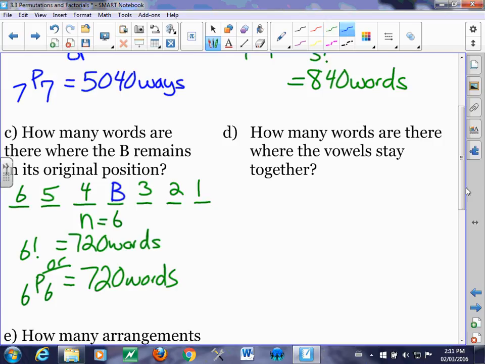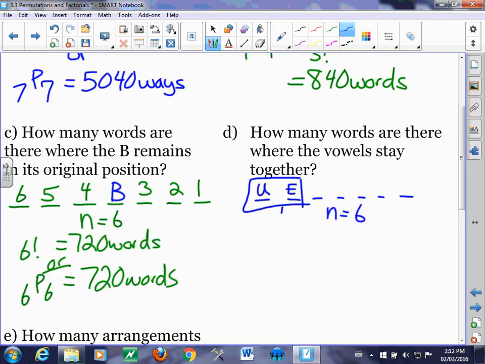Awesome. Okay, D. How many words are there if the vowels stay together? So 1, 2, 3, 4, 5, 6, 7. How many vowels do we have, folks? Hopefully you know we have 2. A U and an E. Okay, so if U and E go there, then how many do we have left over? They create one position because they can still move around, right? As long as they stay together. So we'll call them 1. So there's 1 of them, and so they tie into 1, so there's going to be 6 total.